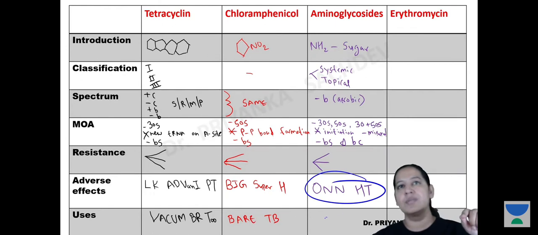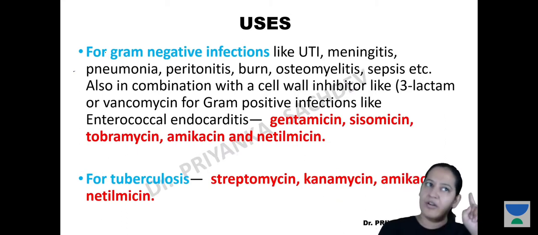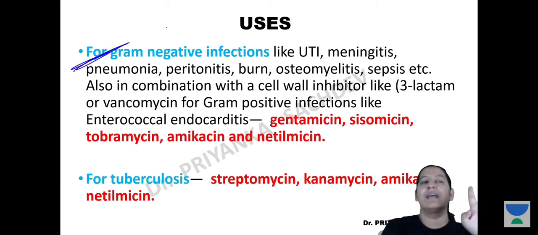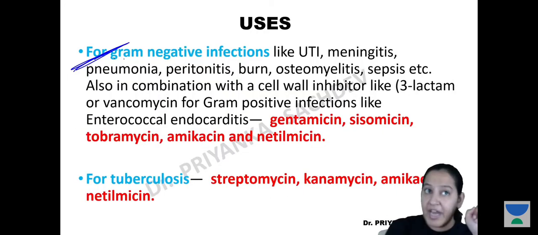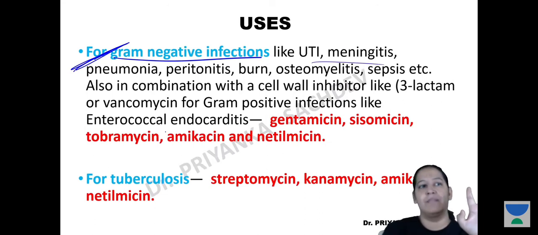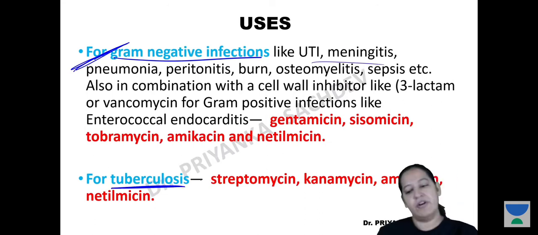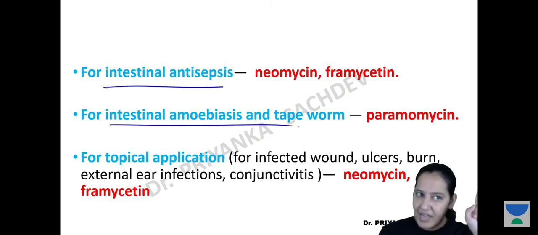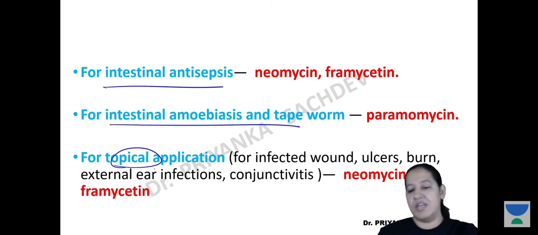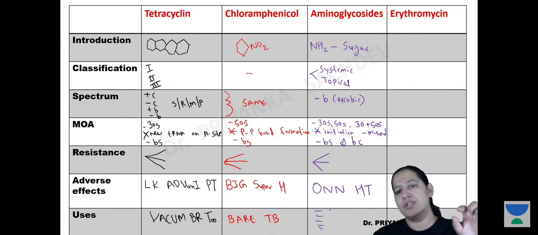Coming to uses of aminoglycosides. For uses I don't have any mnemonic. You have to learn it on your own. All gram-negative infections, because it is effective only for gram-negative bacilli, that is aerobic. So learn the names of gram-negative bacilli infections. TB as well. For intestinal sepsis, for intestinal amoebiasis, and topical application in the eye. So uses you have to learn on your own.